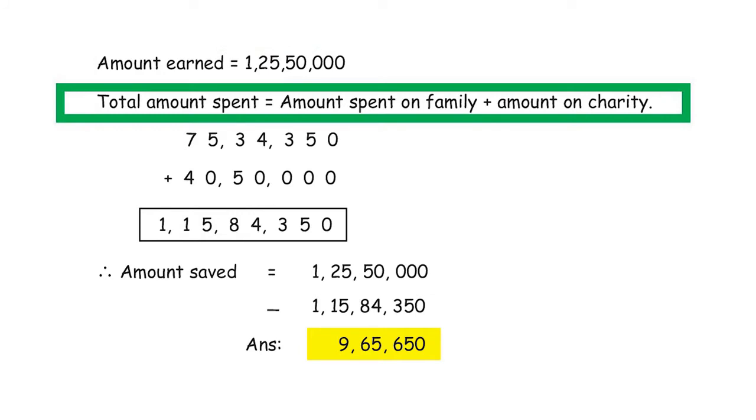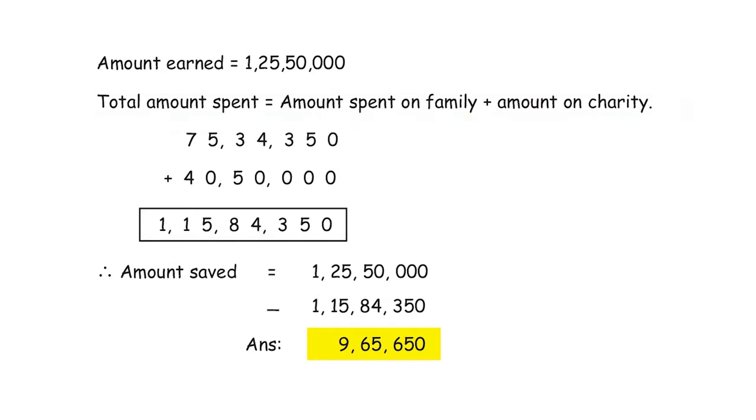What about the total amount spent? Total amount spent is equal to amount spent on family plus amount on charity. And let's write down what is the amount spent on family. It's 75,34,350 rupees plus 40,50,000 rupees. Remember to write all the digits in the correct place value. And now let's do a simple addition. Starting from the right, ones place, you go all the way to the left. If you do the addition, this is what you get.